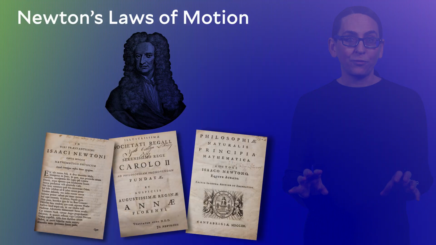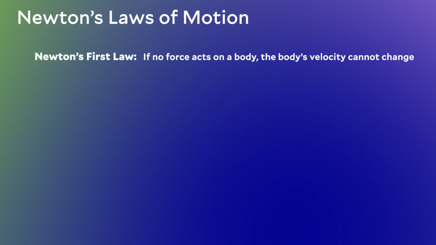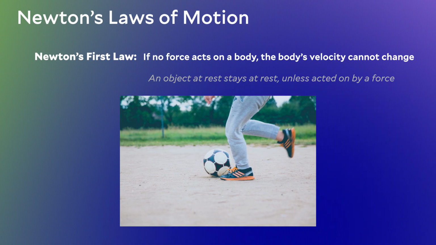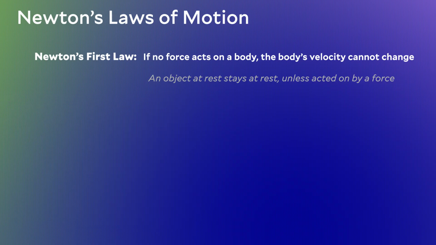Newton's first law says formally, if no force is acting on a body, the body's velocity cannot change. Less formally, this means that an object at rest stays at rest unless it's acted on by a force. That is, if there is a ball sitting on the ground, it's not going to move unless a force acts on it. In this case, the force is like someone kicking it or something.